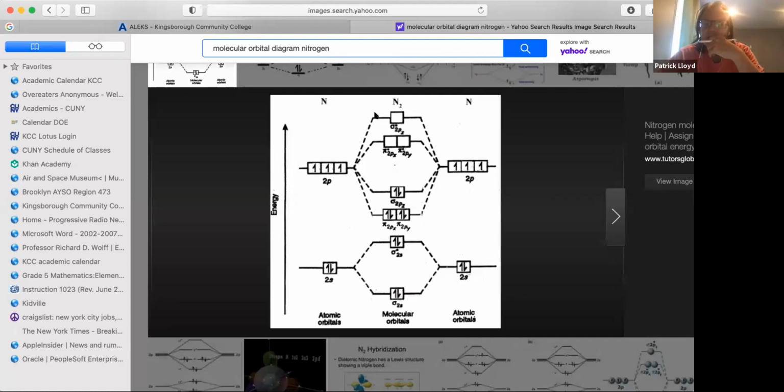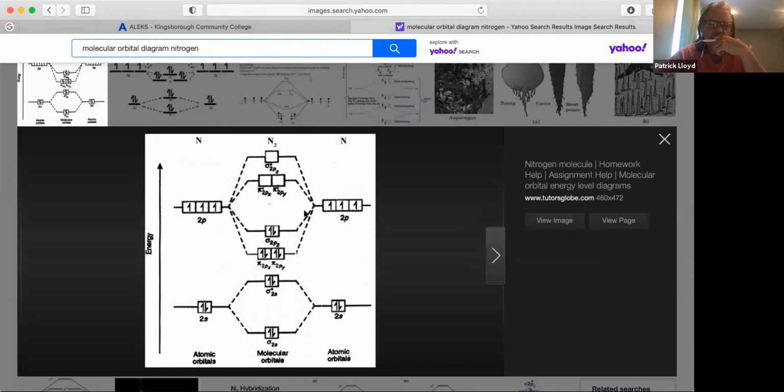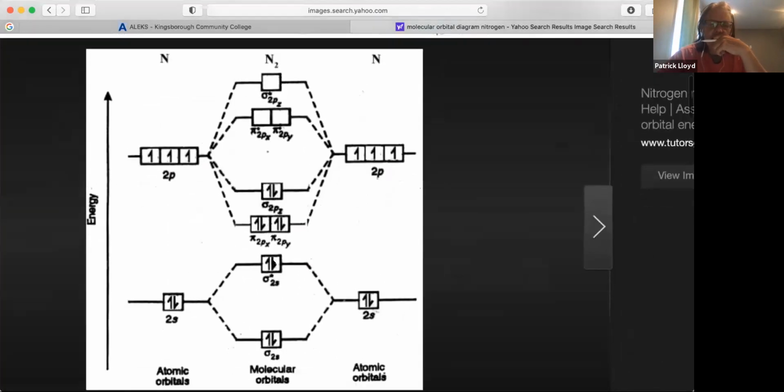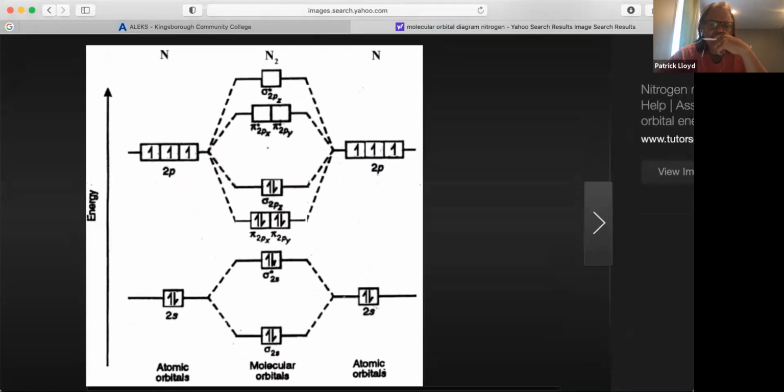Okay, so here's N2, dinitrogen. Hold on a second. Make this a little bit bigger. Okay, so here is the molecular orbital diagram for nitrogen, N2.